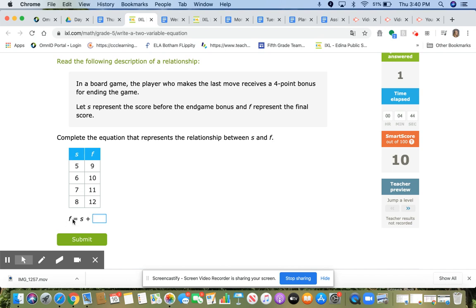So, what do you add to S to get F? S plus how much equals F? So 5 plus how many equals 9? 5 plus 4 equals 9. Does 6 plus 4 equal 10? Yes. Does 7 plus 4 equal 11? Yes. Does 8 plus 4 equal 12? Yes. Now, when you read this, you might have said, oh, of course, I just add 4 to the score to get the final score. I like to check it with my table. So S plus 4 equals F. Submit.